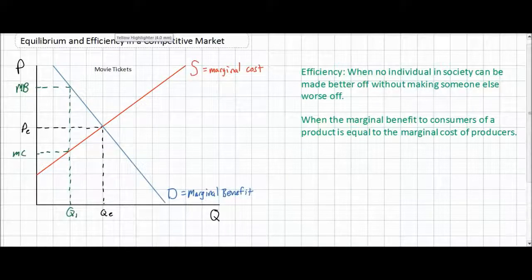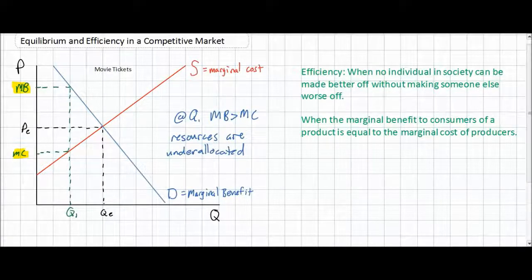Notice that at a quantity of Q1, the marginal benefit enjoyed by consumers is rather high. There are many consumers who would be willing to pay a high price for Q1 movie tickets. However, the marginal cost to the producers of movie tickets is very low, indicating that this is an inefficient quantity of movie tickets because at Q1, the marginal benefit is greater than the marginal cost. Consumers of movie tickets are benefiting more from their production than it costs producers to produce. Resources are under-allocated towards movie tickets at a quantity of Q1.